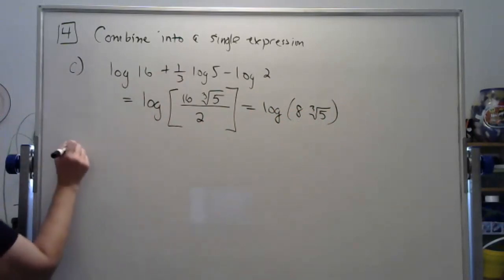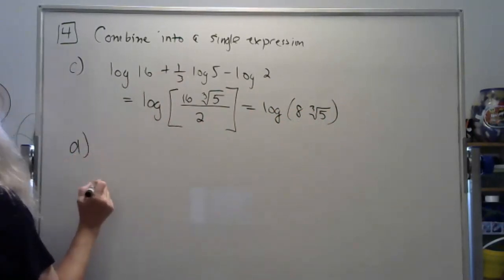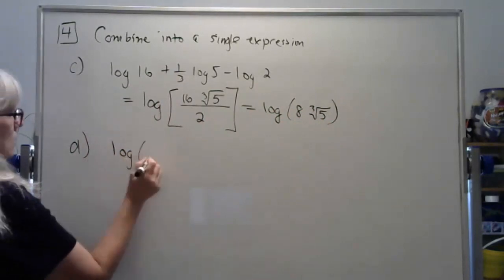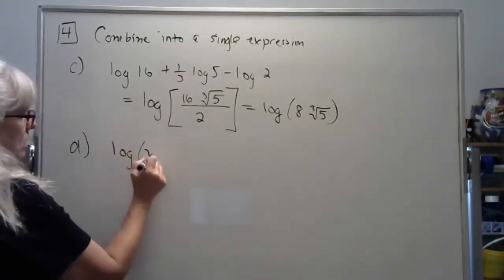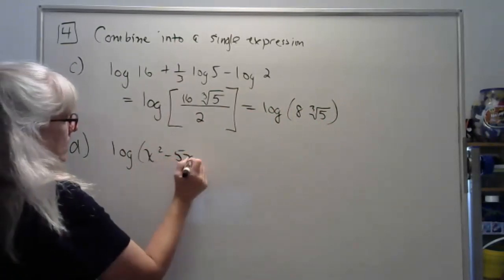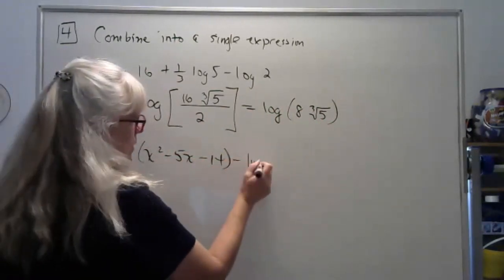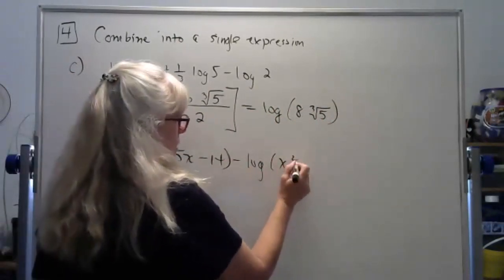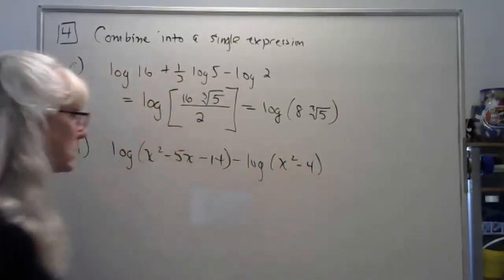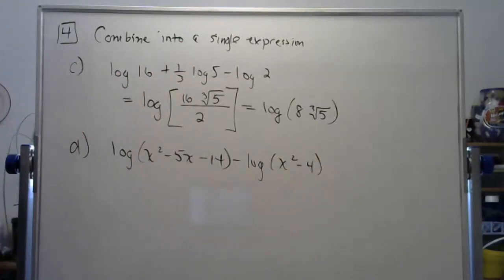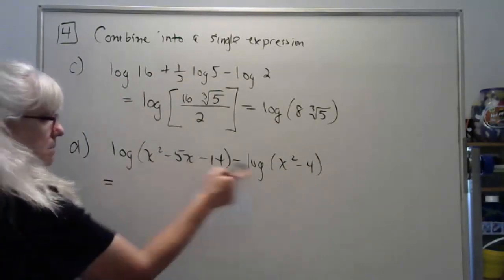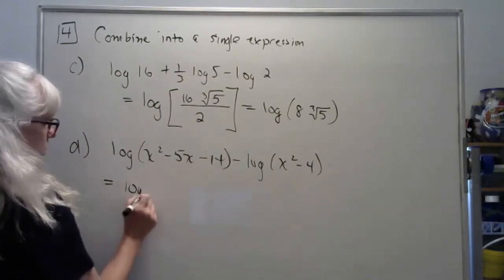One more of this type. Part D says the log of the expression x squared minus 5x minus 14 minus the log of the expression x squared minus 4. And that just looks ugly. Okay, they are the same base again. They're base 10, so we can rewrite this as log.